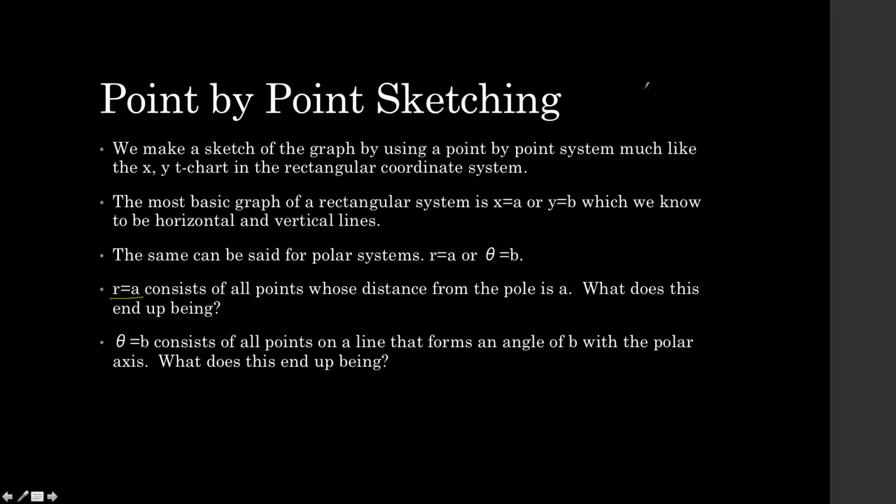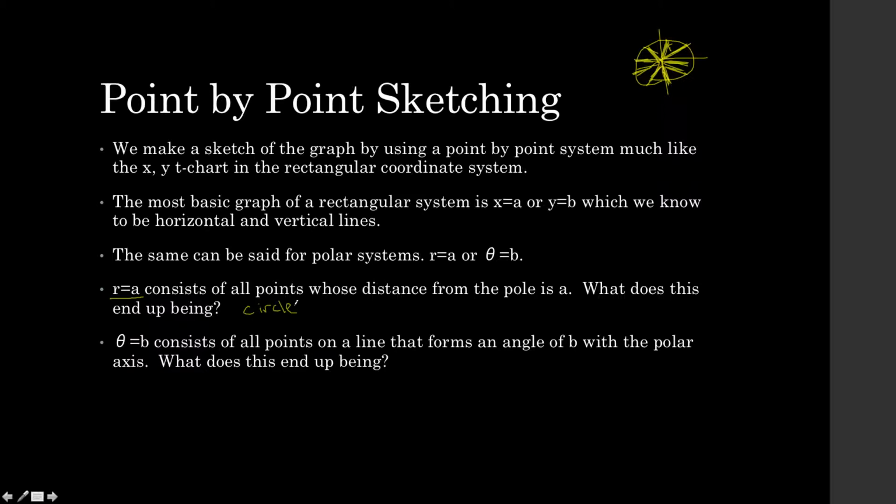Well, think about our polar system. R is the distance right here. So if r is consistent, then it's going to be the same distance no matter what the angle is. No matter where you go around this circle of our polar coordinate system, r is going to be the same. So what this ends up making is a circle graph.